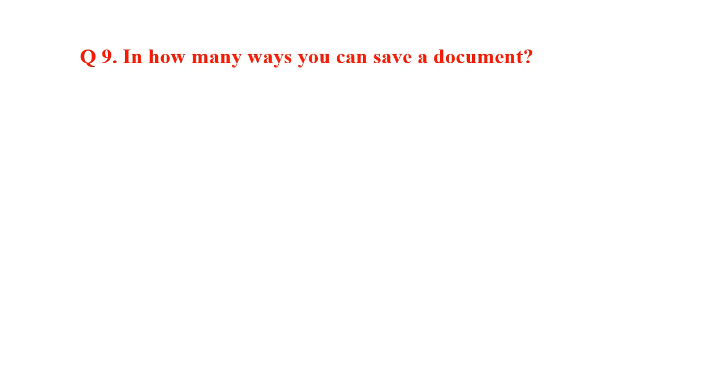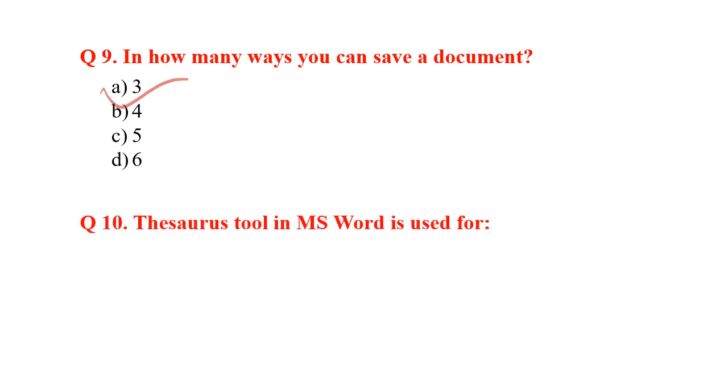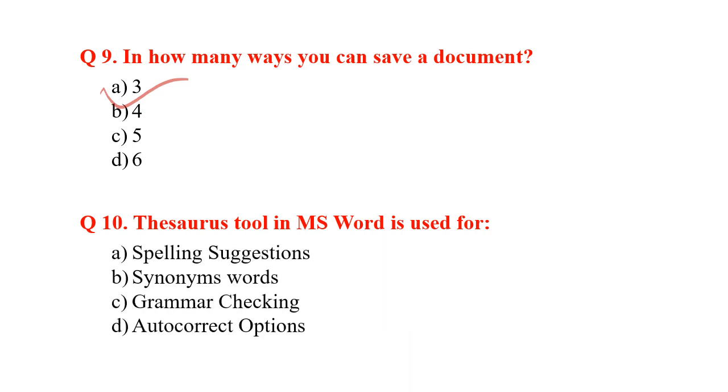Question. In how many ways can you save a document? We can save the document in 3 ways. Then the right answer is 3. Now go to the next question. The Thesaurus tool in MS Word is used for, as you know, basically the synonym words. Now go to the next question.